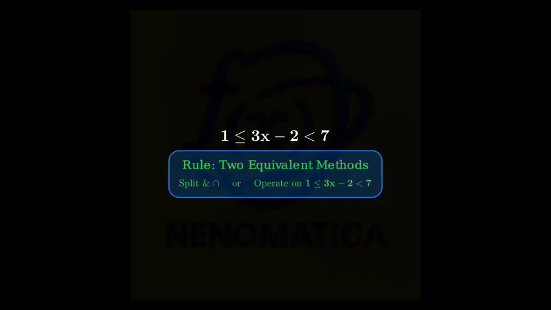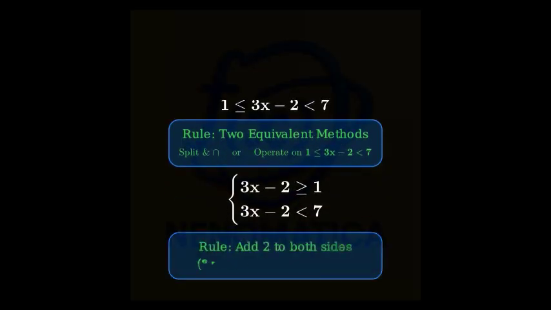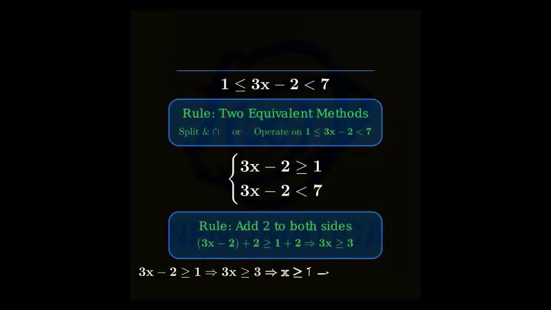Method 1, split and intersect. We create the system 3x minus 2 greater than or equal to 1 and 3x minus 2 less than 7. From the first inequality, 3x greater or equal 3, so x greater or equal 1. Call this set D1, the interval from 1 closed to infinity.